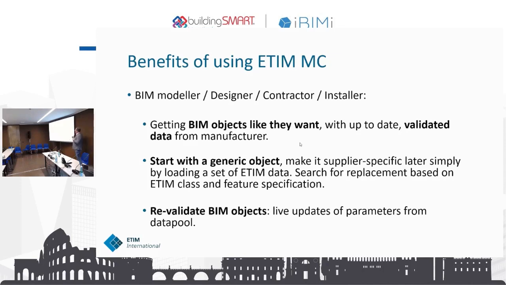But the benefits are, you can get BIM objects like you want with up-to-date validated data from the manufacturer. That's what you want, right? Because if you build a drawing based on some measurements you take out of an old printed catalog, you digitize stuff, but it's still a copy of a copy, which is far from validated, right? And now you can start with a generic object and make it supplier specific later, simply by loading some extra data. Just run some web services.